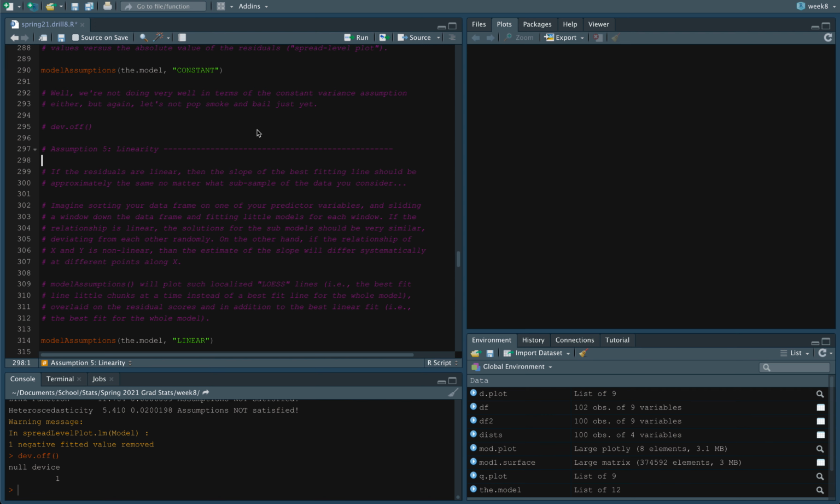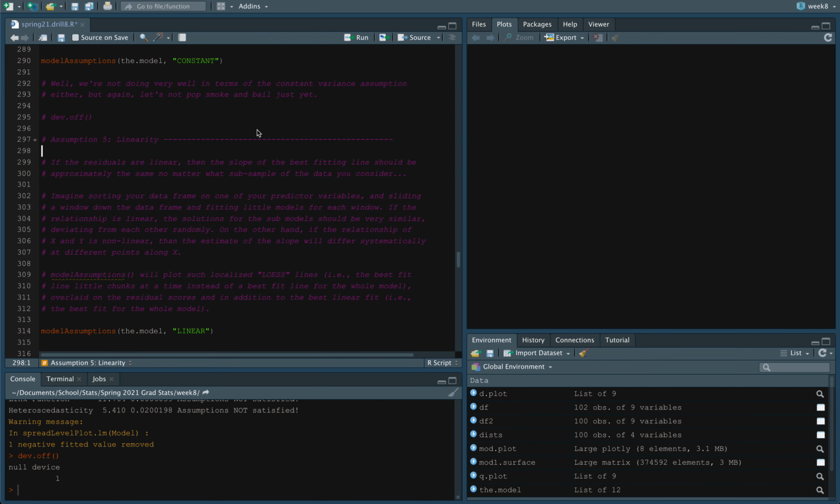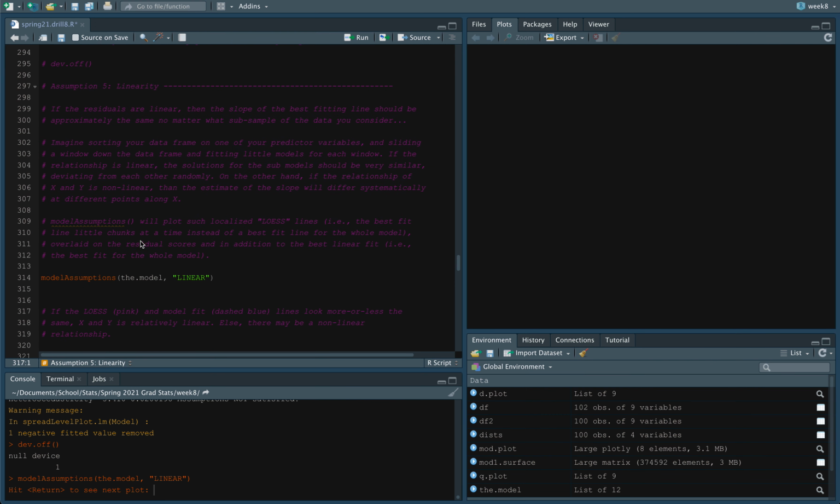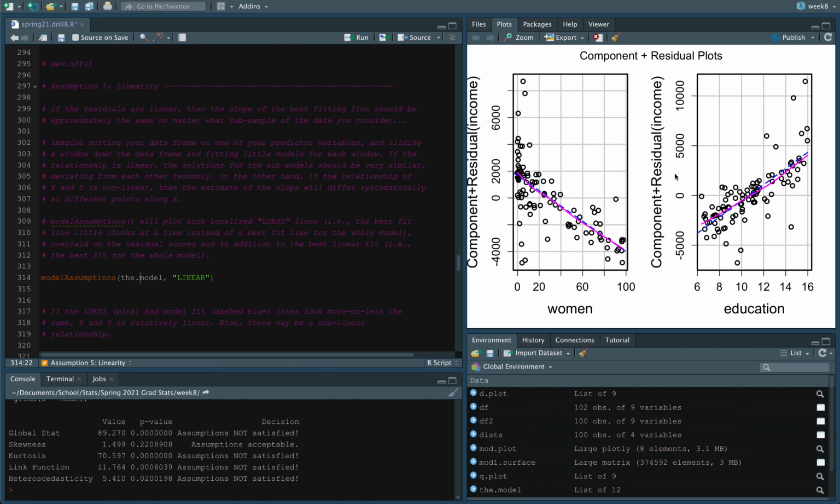So the final thing that we're going to look at is the linearity of the residuals. If we run the linearity check in the model, you'll notice down here it says hit return to see next plot. So click down here in your console and then hit enter. Now it will pull up your component and residuals plots.